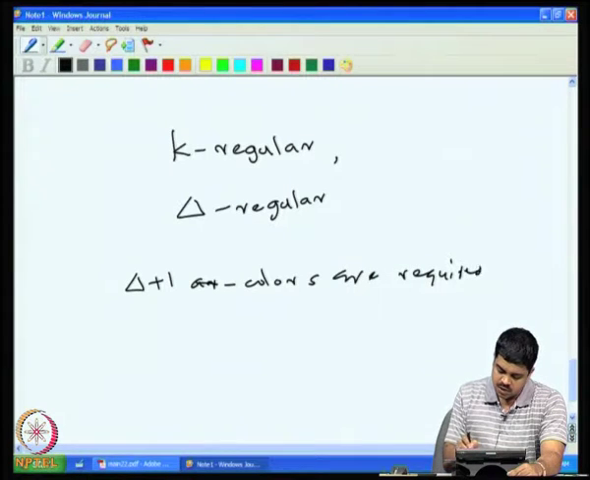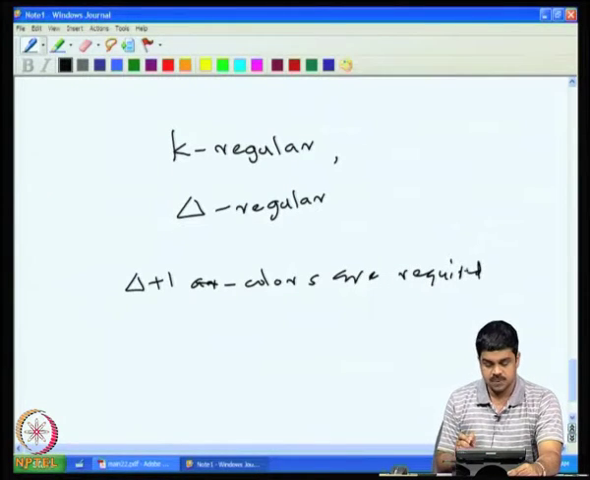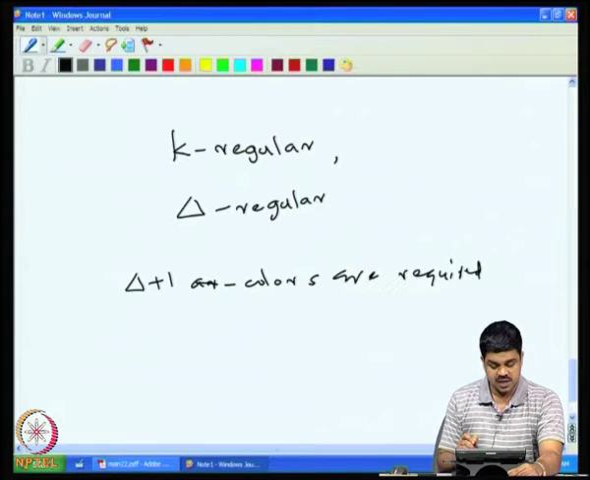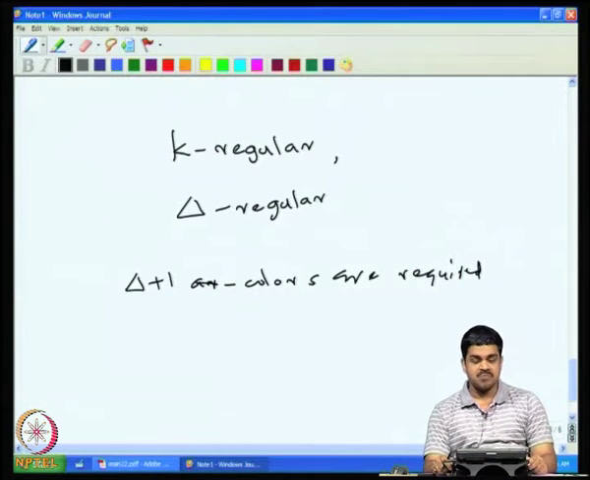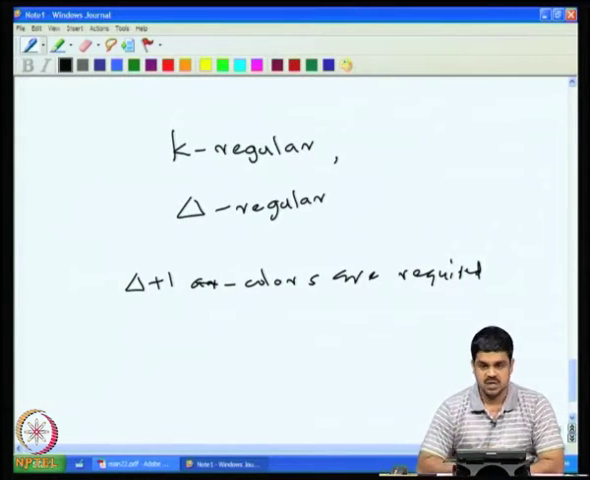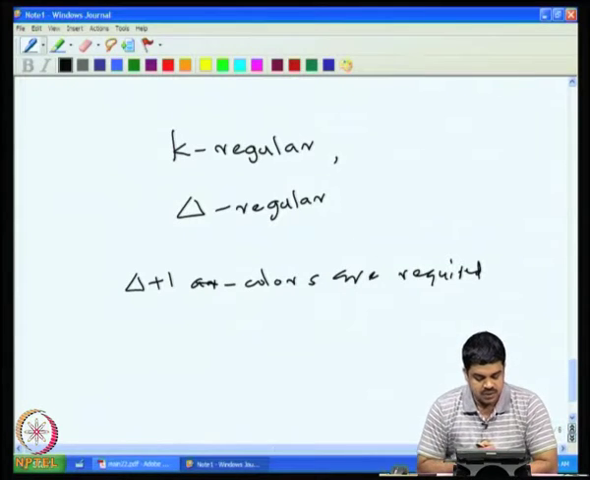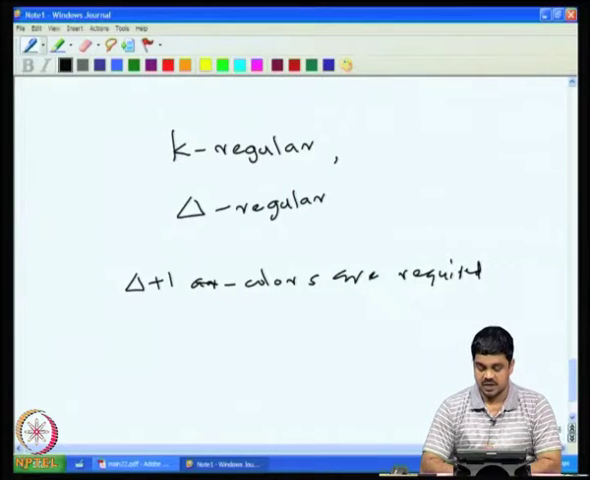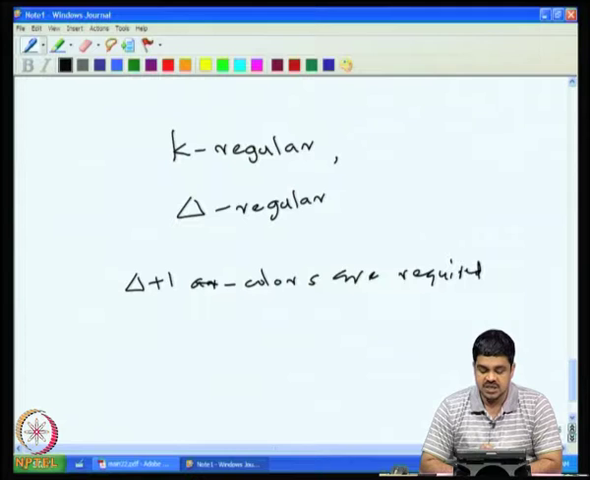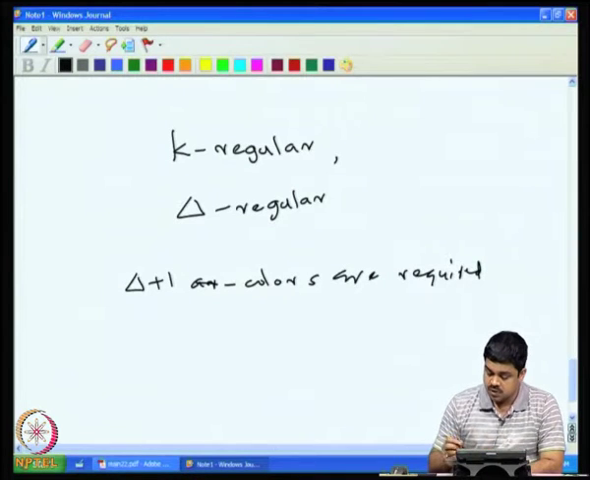Why is it so? This property is somewhat different from proper coloring, because we know there are k regular graphs which can be properly colored using just k colors. It is not that every k regular graph requires k plus 1 colors for its proper coloring, but when it comes to acyclic coloring, we need k plus 1 colors. Why is it so?